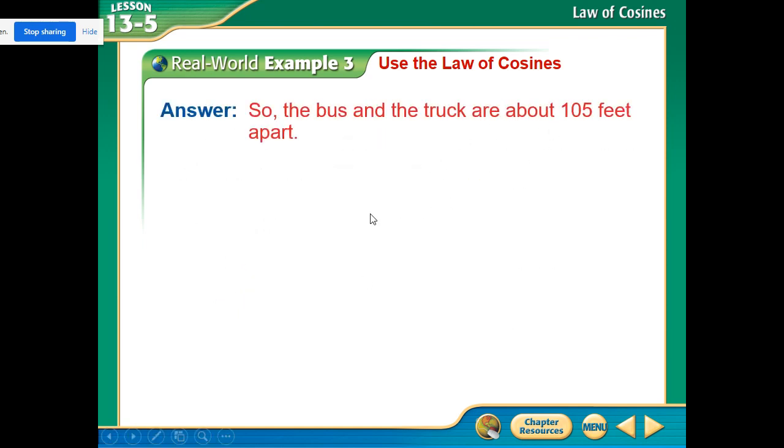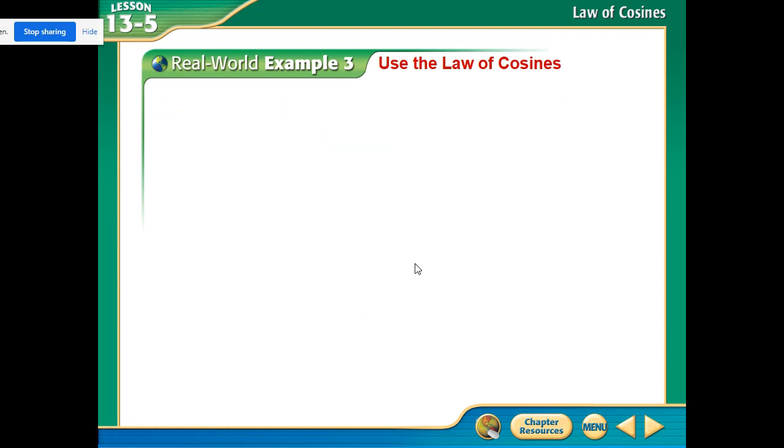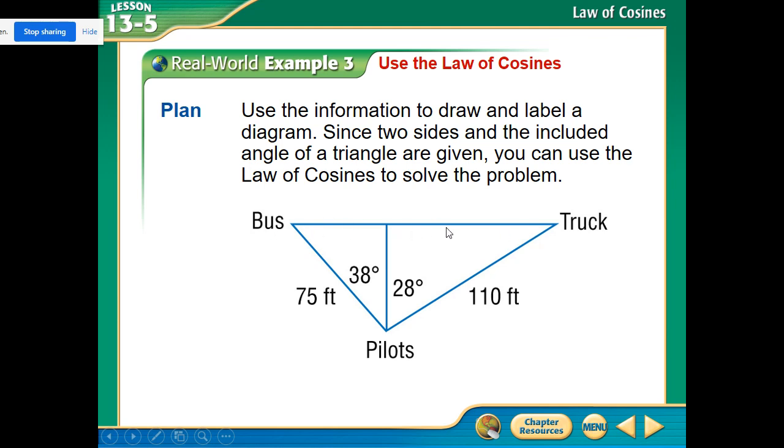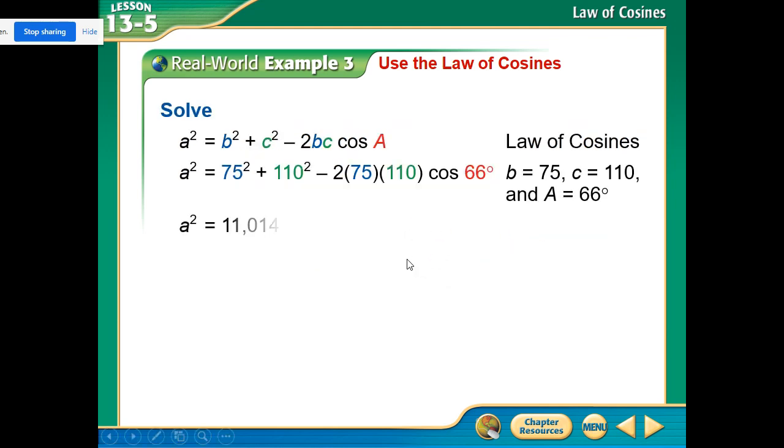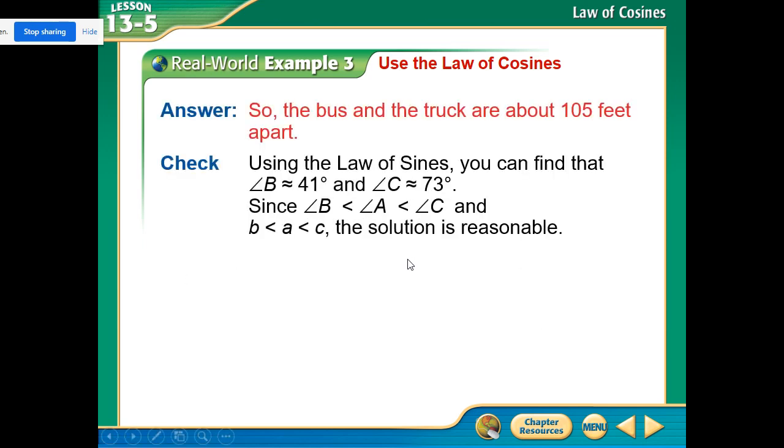Now, could we solve the rest of the triangle? Absolutely. But that's all they asked for, was how far apart these were here, this other side. And once we have it, we can be done. If we wanted to find these different angles, we could then, of course, go ahead and do so.